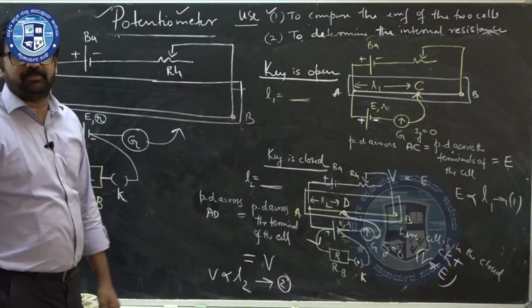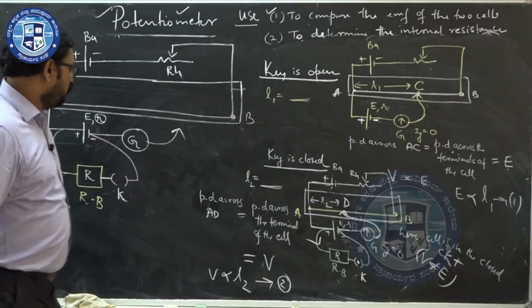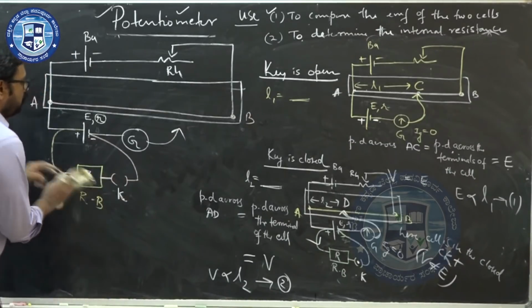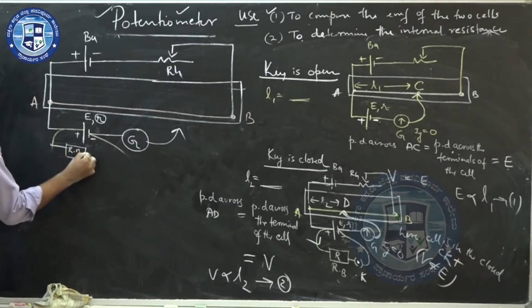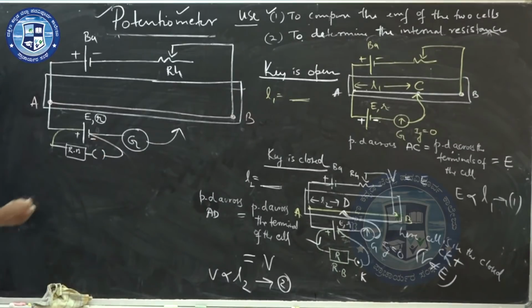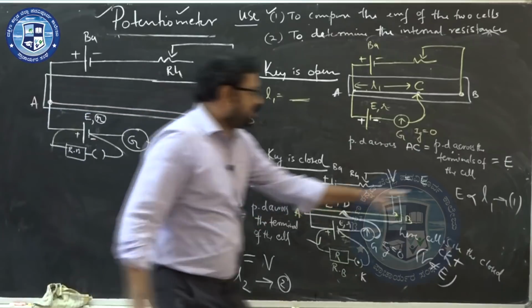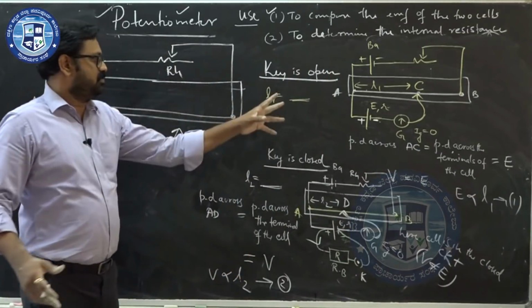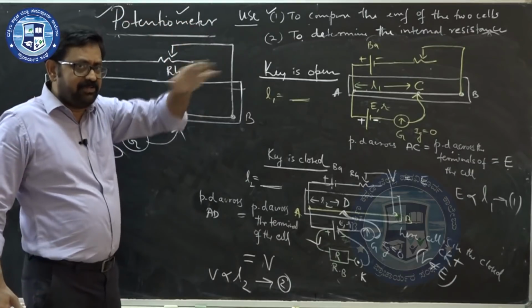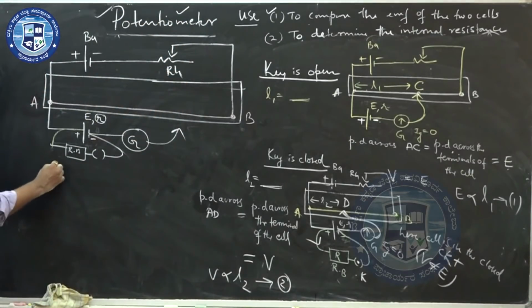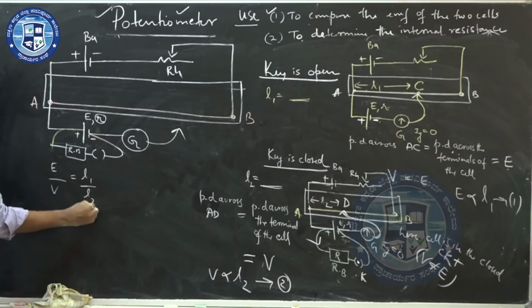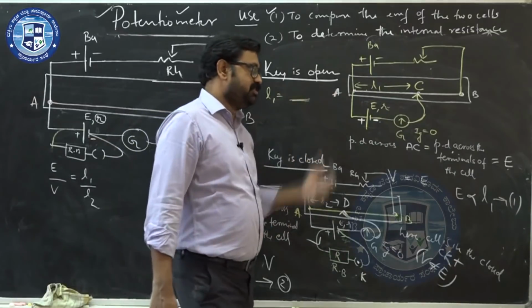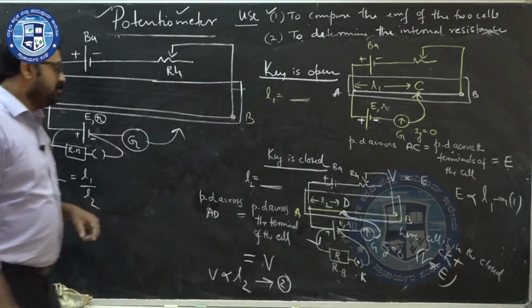V is directly proportional to L2. Look at equation 1 and equation 2. We will wind up the discussion by substituting. I will write a few steps here. Of course, the circuit diagram is already there. So I am comparing equation 1 and 2. Don't you think that the constant here and the constant here are the same? Obviously, in both cases, the current I am using from the battery in the primary circuit is the same. So I can divide equation 1 by 2. If I divide equation 1 by 2, E by V is equal to L1 by L2. L1 is the balancing length measured when the key is open. L2 is the balancing length measured when the key is closed.